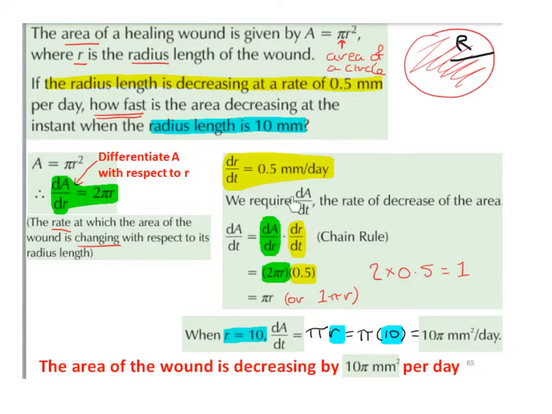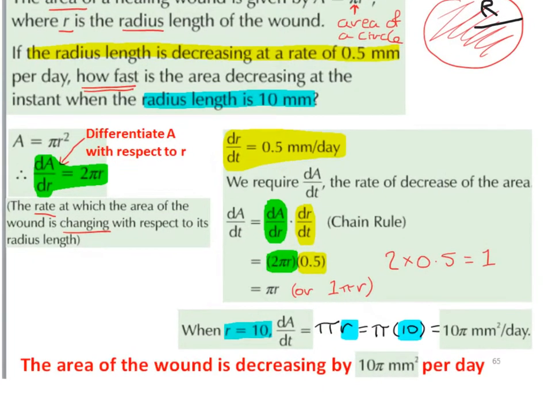So we require dA/dt. We're interested in the derivative of the area with respect to time. So we require dA/dt, the rate of decrease of the area. So dA/dt is equal to dA/dr multiplied by dr/dt.